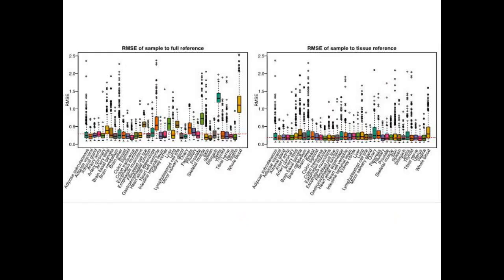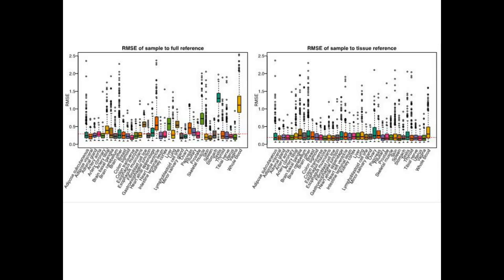So the last point on the normalization is that you can look at the RMSE, the root mean squared error, of each of the individual samples to the full reference. What we have here on the y-axis is the root mean squared error, so the difference between the sample's transcriptome and the reference, log transformed and everything, the log difference. We have it for each of the different tissues, with box plots.